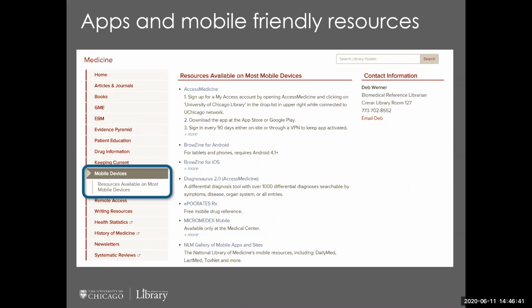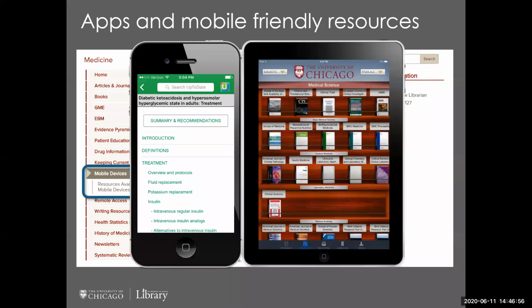On the left hand of this guide, you can see that there's a couple different links for resources, and I want to point out the mobile devices tab that's on there. This provides information on how to access different apps and mobile-friendly resources on your devices, such as the UpToDate app and the BrowZine app. There are also some different steps and directions on how to download these different apps on this page.